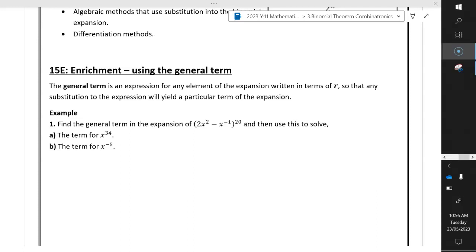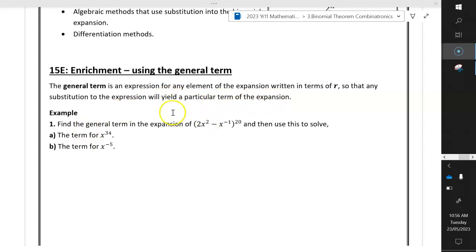Hi, Year 11. This video is the last in the binomial theorem topic, and it's looking at 15e, using the general term. We've had a look at the general term earlier in a few exercises. It's an expression for any element of the expansion written in terms of r, so that any substitution into the expression will give us a particular term of the expansion.